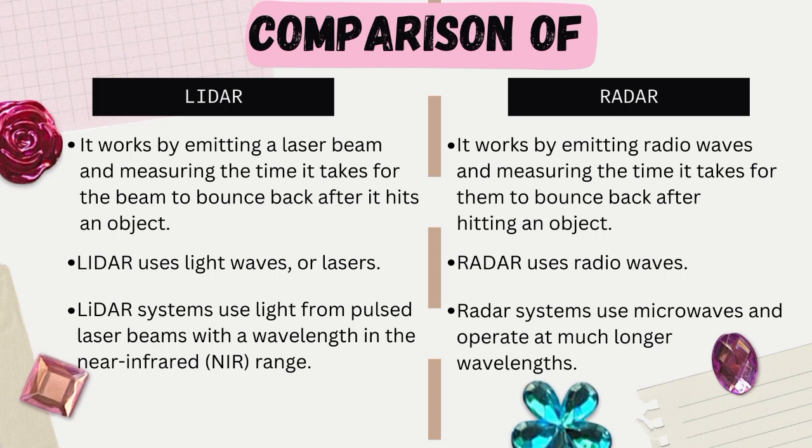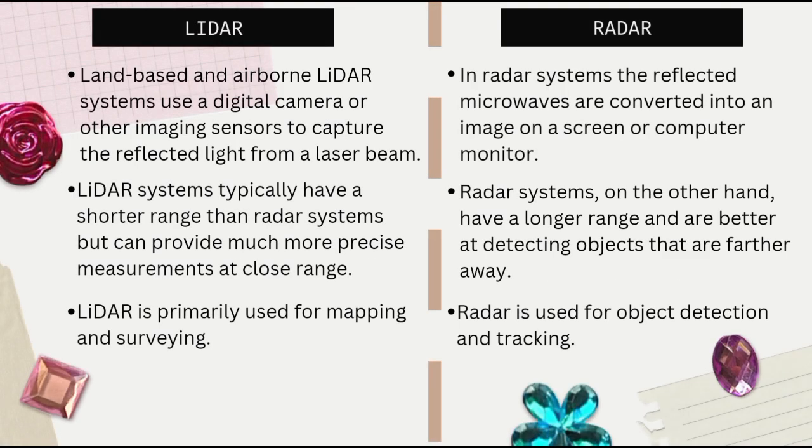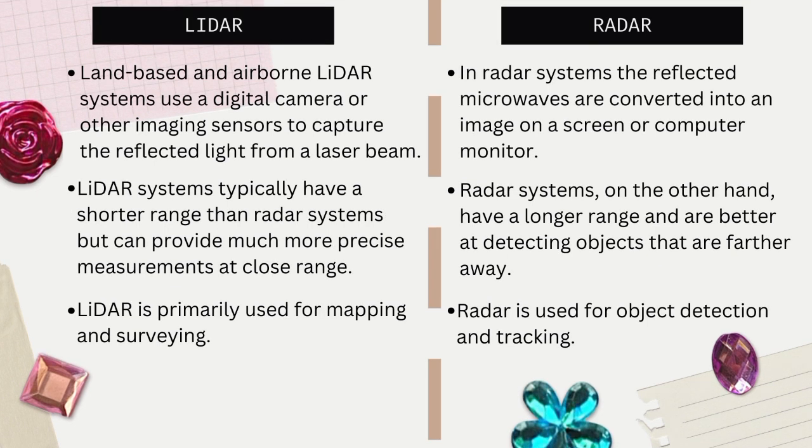Radar uses radio waves. LIDAR systems use light from pulsed laser beams with a wavelength in the near infrared range. Radar systems use microwaves and operate at much longer wavelengths. In LIDAR systems, land-based and airborne LIDAR systems use a digital camera or other imaging sensors to capture the reflected light from the laser beam. In radar systems, the reflected microwaves are converted into an image on a screen or computer monitor.